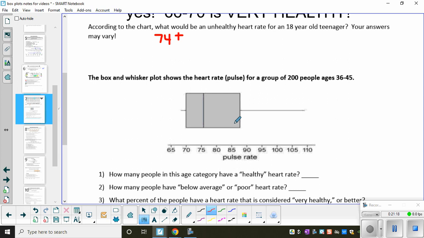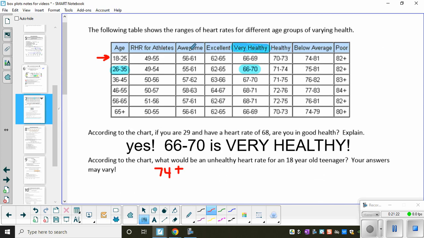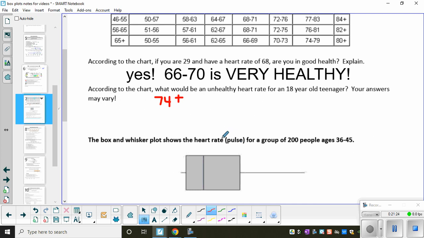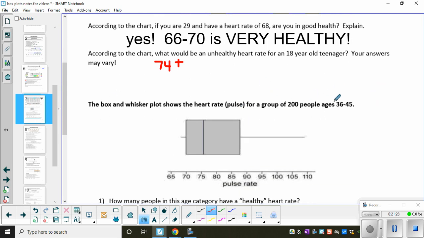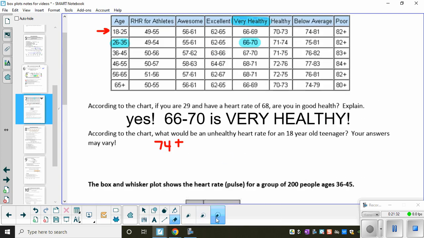Now what we have here is a box and whisker plot showing that same data. Your resting heart rate and your pulse are basically the same thing. So in this case, we're focusing on people who are ages 36 to 45. So I'm going to come up here. The box plot does not represent the entire chart up here. It represents people who are 36 to 45. Okay. So this is what I care about for the box and whisker plot.